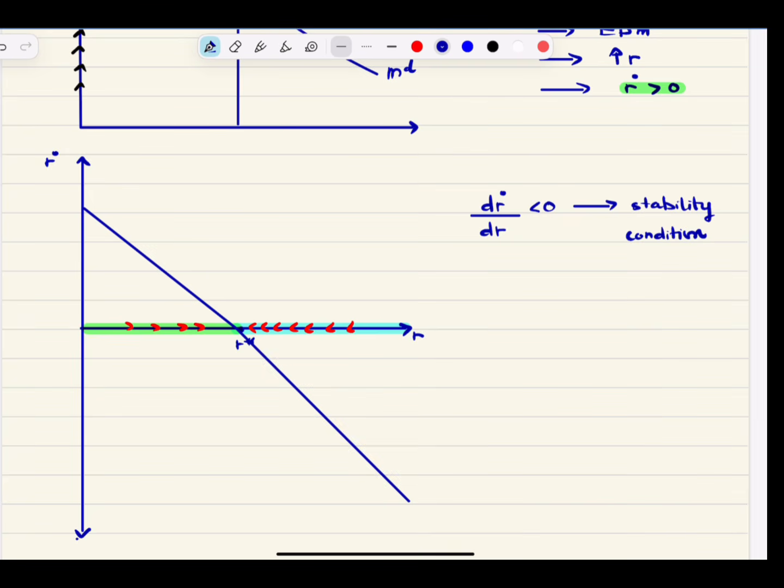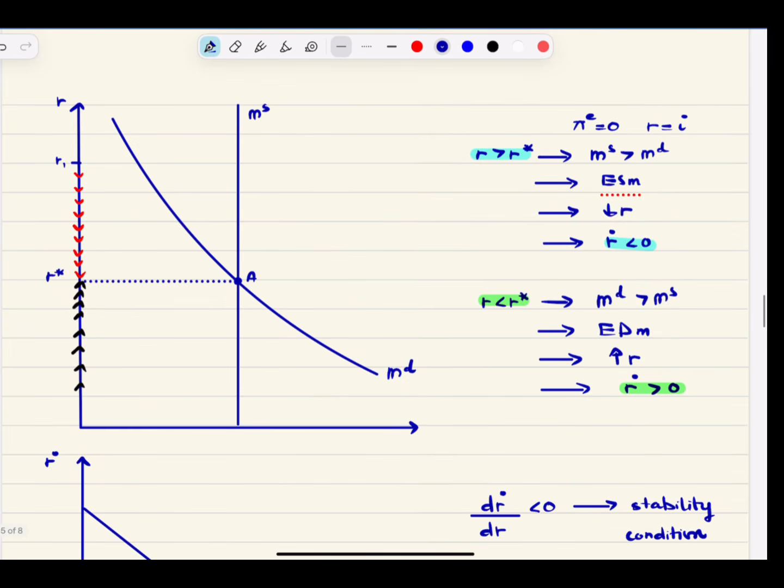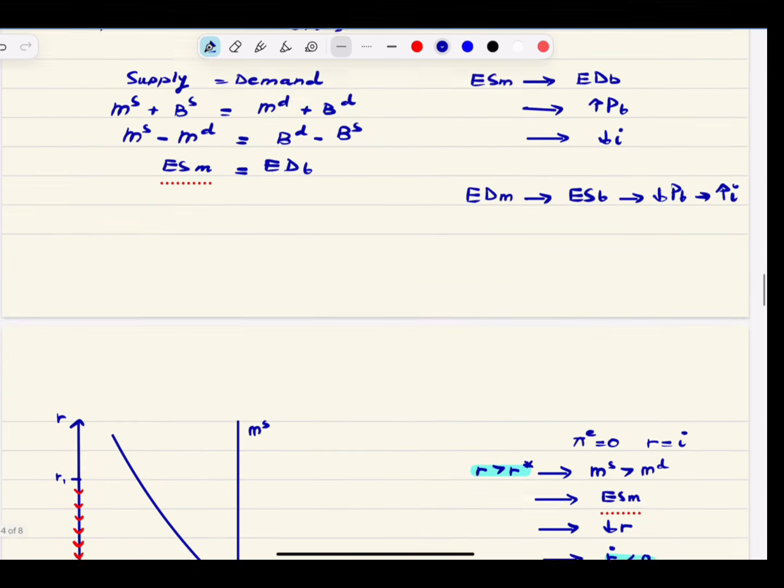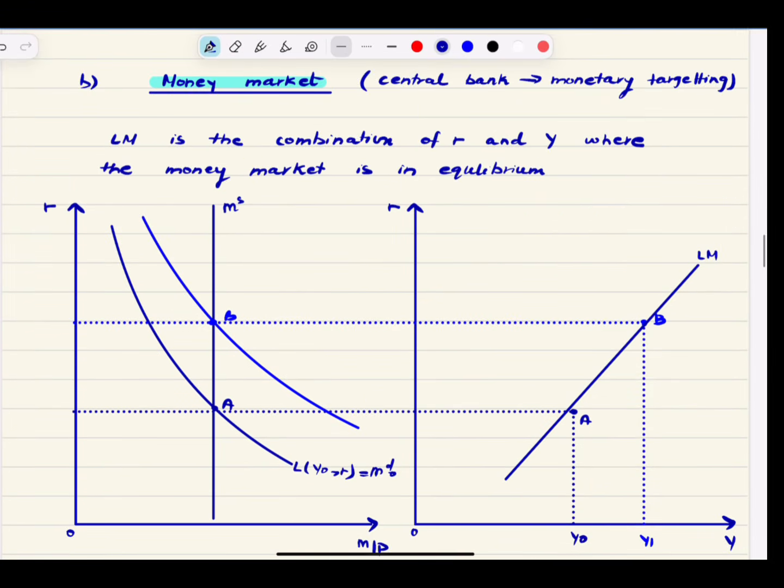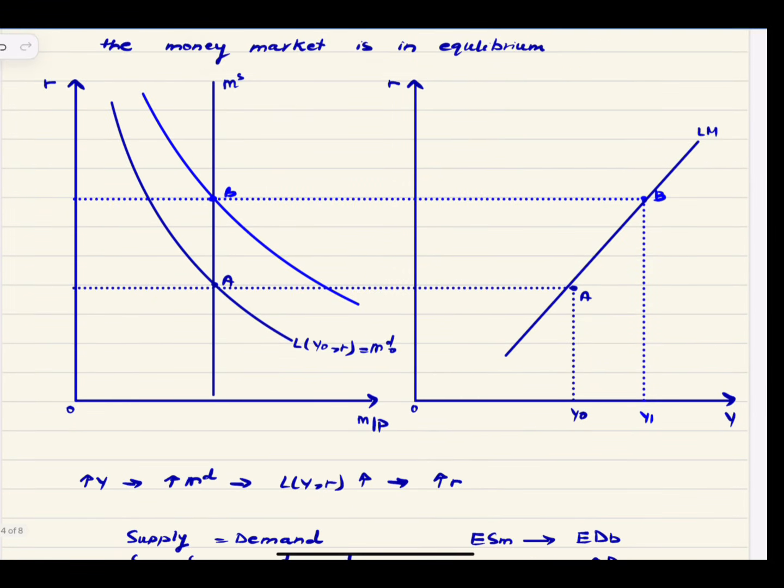So what impact does this have on how I make the phase diagram for the LM curve? Remember, all points on the LM curve give us R star. So along all these points, we have an equilibrium. So this is R naught star. This is another interest rate which is equilibrium.